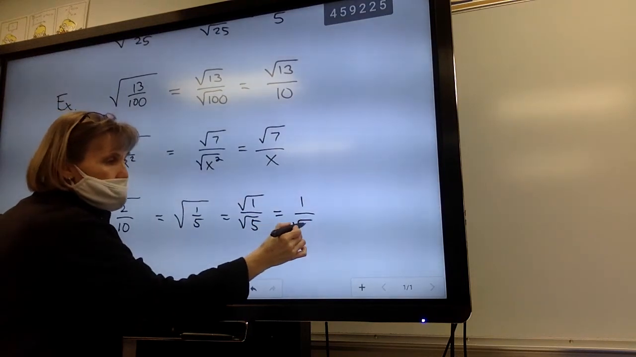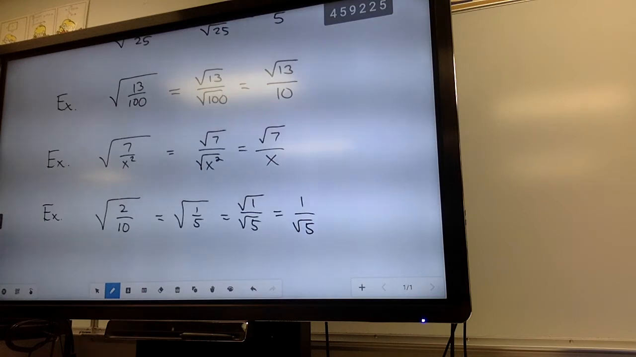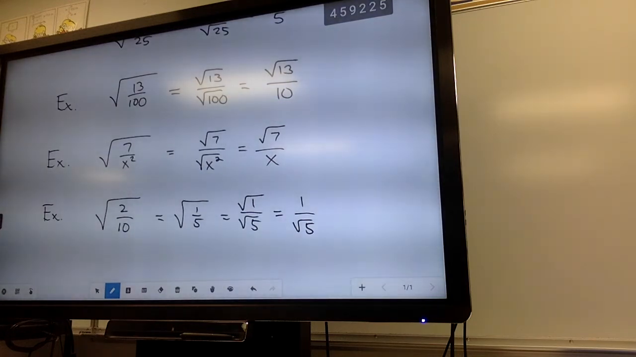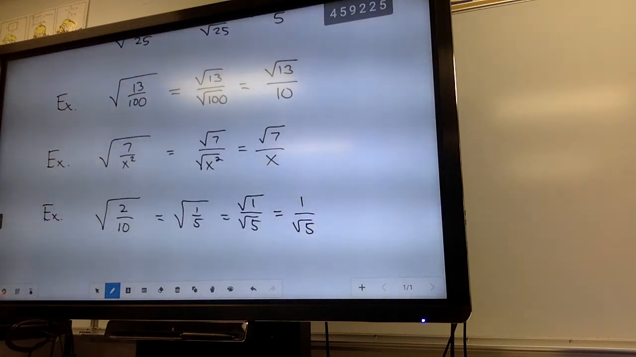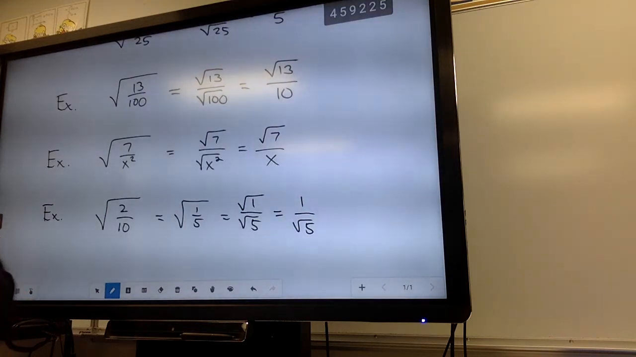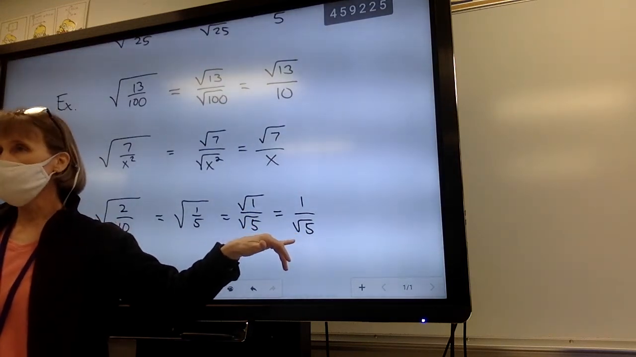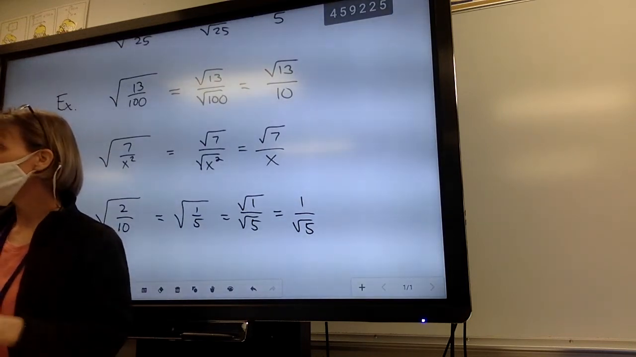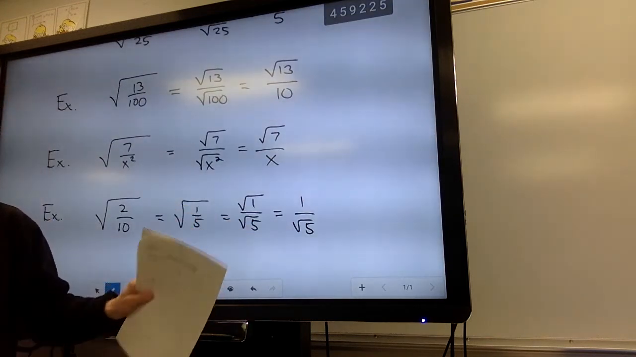But can I simplify the square root of 5? No. And this is where we have a problem in math. We cannot leave a radical in the bottom of a fraction. It's against the rules to do that. So what we have to do is the process that's called rationalizing the denominator. We call it rationalizing because as it sits, this value, square root of 5, is an irrational number. It's a decimal that doesn't repeat, doesn't have a pattern to it. It's irrational. We want to make it a rational number. So we have to get rid of the square root.